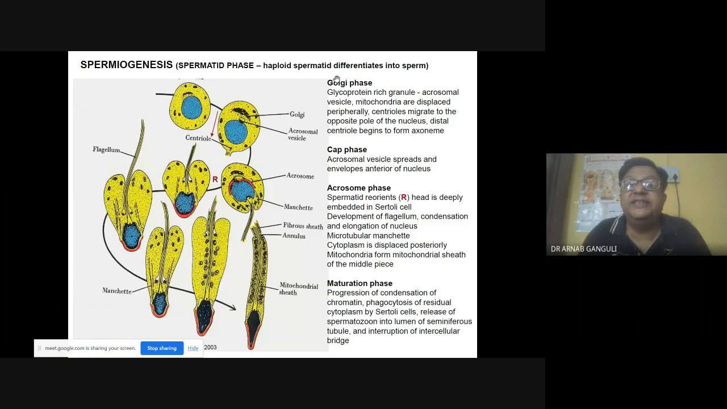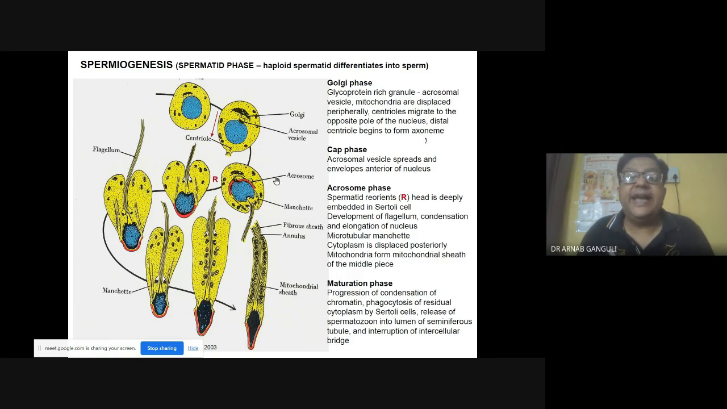The first phase is the Golgi phase. A glycoprotein-rich granule, the acrosomal vesicle, is formed. Mitochondria are displaced peripherally. Centrioles migrate towards opposite poles. The distal centriole begins to form the axoneme.